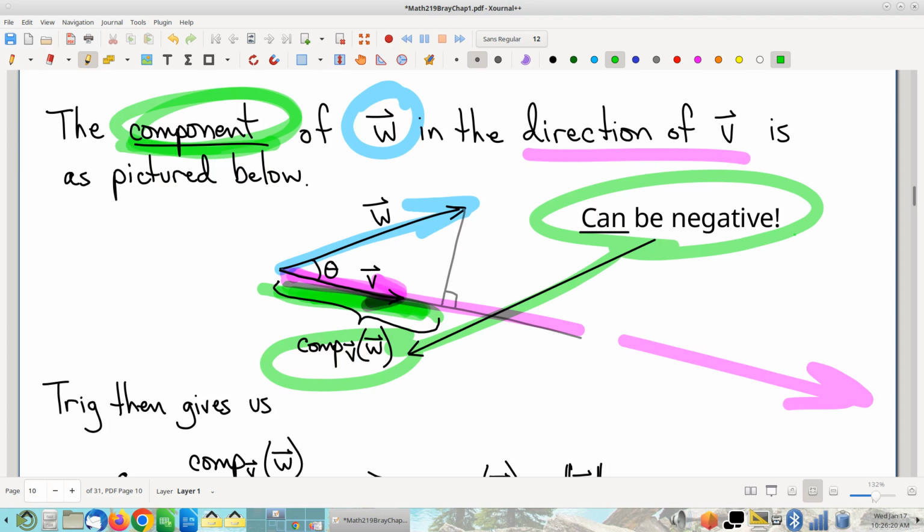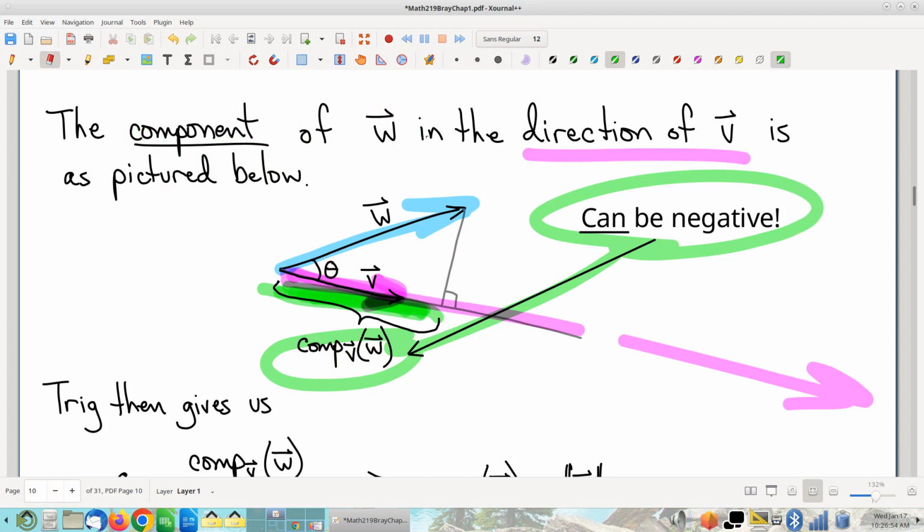An easy metaphor for any sports fans out there: think of the purple direction as the downfield direction, and think of the W vector as the displacement from where the ball was to where the ball became in a given play. The component says how many yards did you gain or possibly lose. So, a natural, simple, easily relatable example of where that comes up in an unsophisticated context.